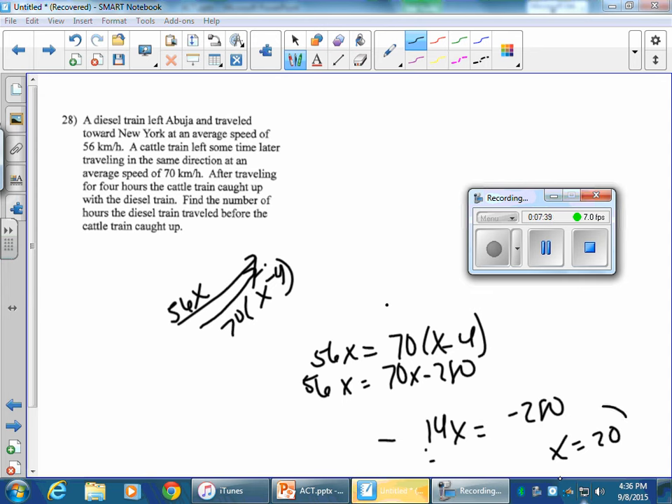So after 20 hours, the diesel train would have caught up with the cattle train. I said that backwards. After 20 hours, the cattle train would have caught up with the diesel train that was traveling slower than it was. So if you look after 20 hours how far this one had gone, and then do this one, it'd be after 16 hours because it left 4 hours later, and you'll get the same distance.